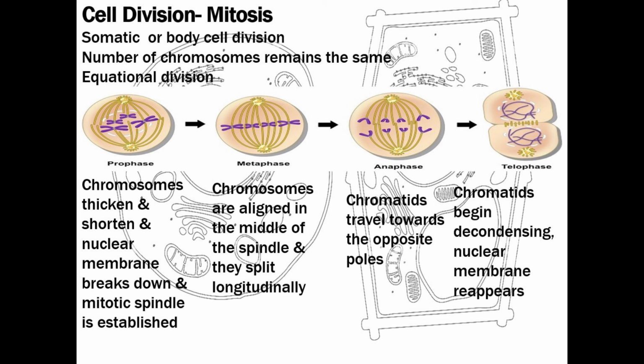The chromatids travel towards the opposite poles. Now the chromosomes break, and the chromatids travel towards the opposite poles.